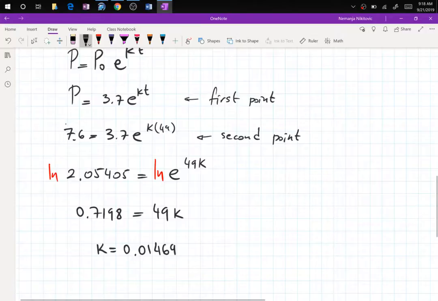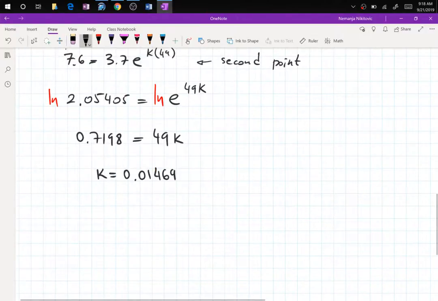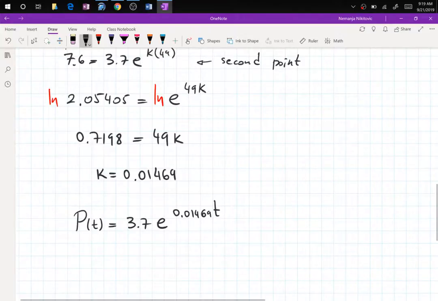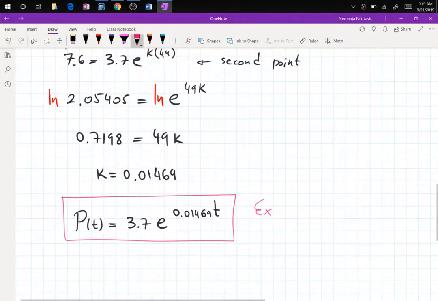So we were able to calculate k from the second point. The first point, when time is equal to 0, will immediately give us the initial population. And then if you use the second point, with the 49 and 7.6 billion, which is the current state of affairs, we are able to calculate k. And this gets us to write the exponential model for population. So population, which depends on time t in years, is going to be 3.7 e to the 0.01469t. So this is known as the exponential model.